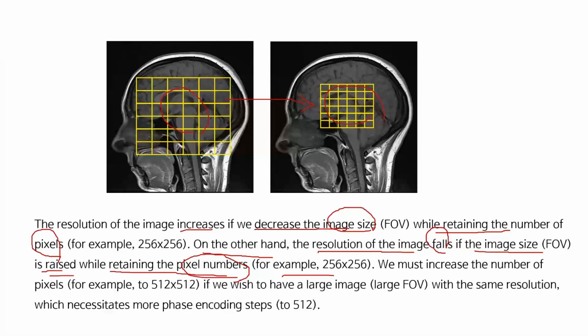So in the opposite direction, right? We retain the pixel numbers, but we increase the image size, then we have a lower resolution image. Okay. We must increase the number of pixels if we wish to have a large image, large FOV with the same resolution. So if we want the same resolution, then we have to increase the pixel numbers.